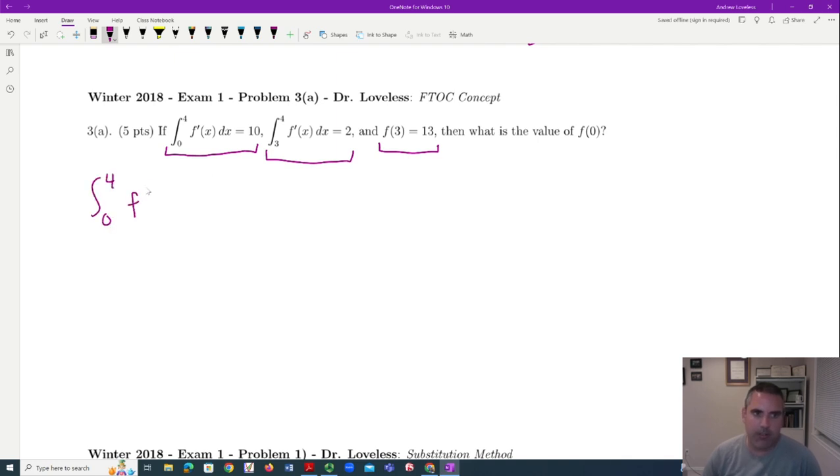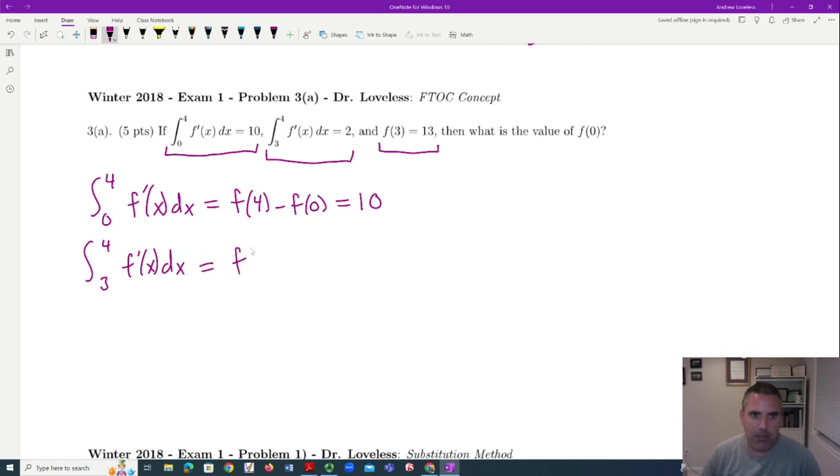So one is just writing down the fundamental theorem of calculus. This thing is the exact same as f of 4 minus f of 0. And they told you that was 10. This one is the exact same as f of 4 minus f of 3. And they told you that was 2. And they told you that this right here was 13.